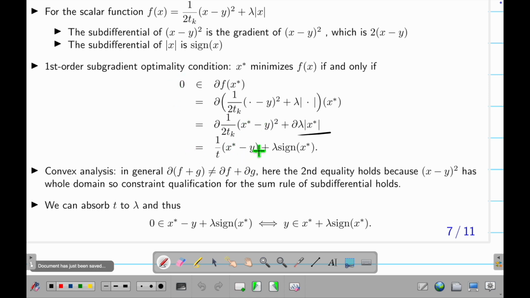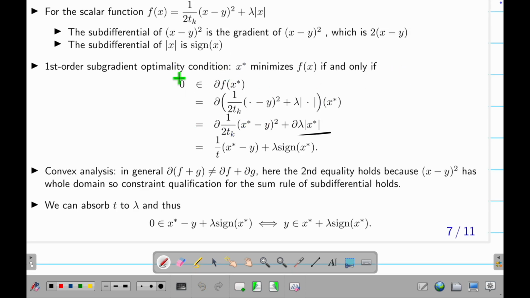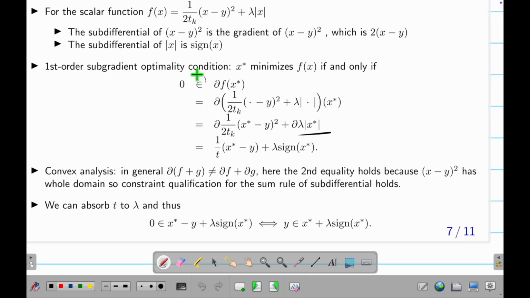So 0 belongs to singleton plus z. If my y is here, then I will have singleton plus singleton. Then I have 0 belonging to some number. But if this is exactly at this funny region, then I have a z. So basically I have this. Now I move this to the other side, so I have this. So this is the idea. If y belongs to this thing, then x star is a smoother.